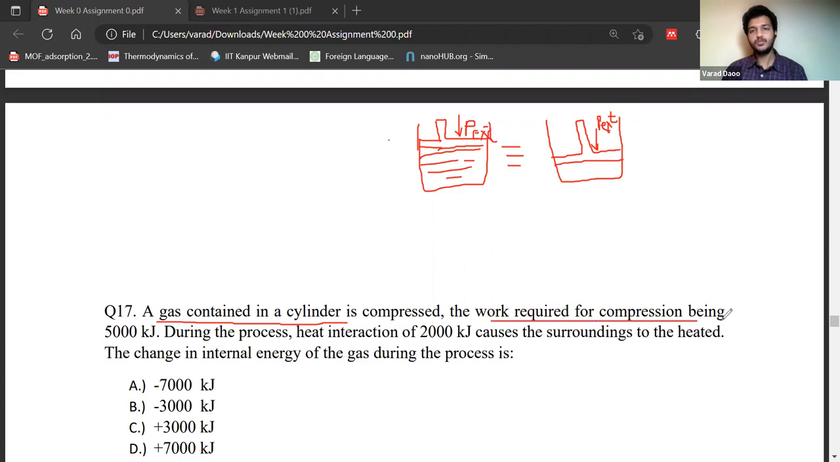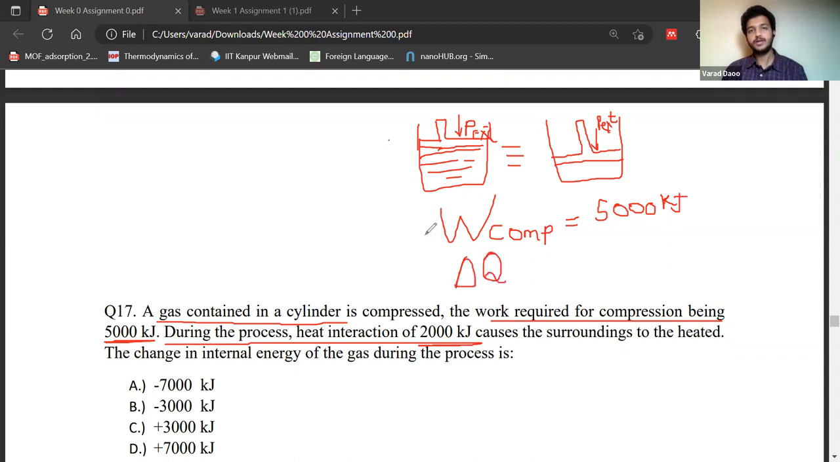The work required for compression. So work of compression, let's say W comp is equal to 5000 kilojoule. During the process, the heat interaction is 2000. So delta Q is the heat interaction, and delta W is 5000.